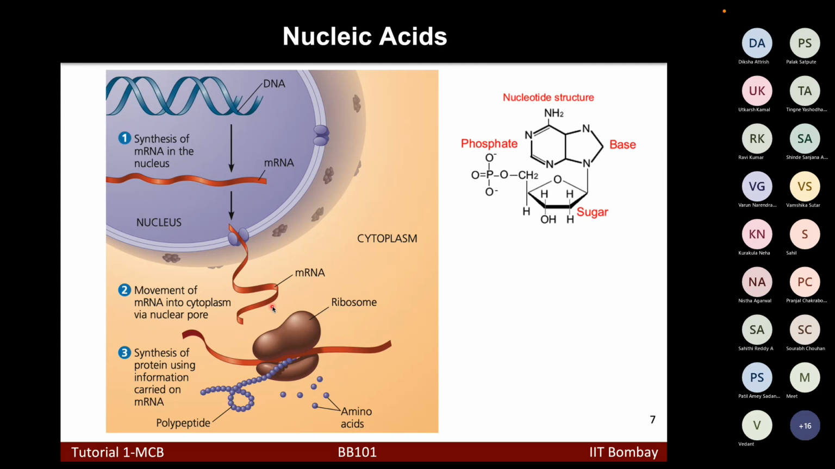So this is the general structure of a nucleic acid like DNA. There is a sugar, a 5-carbon sugar. There is a nitrogenous base, and there is a phosphate group.